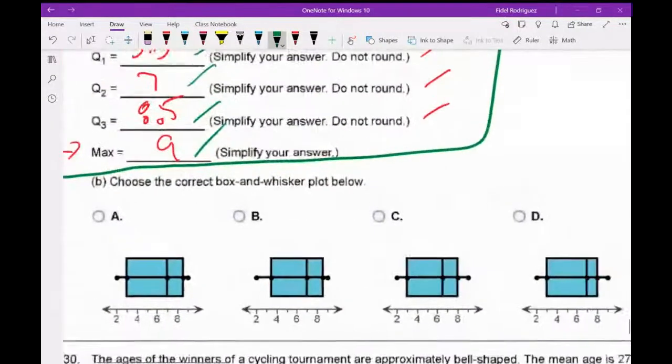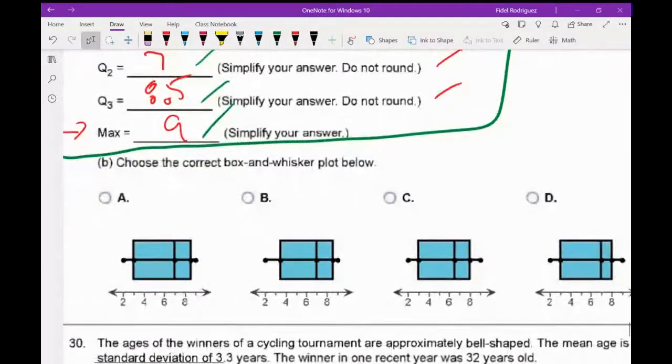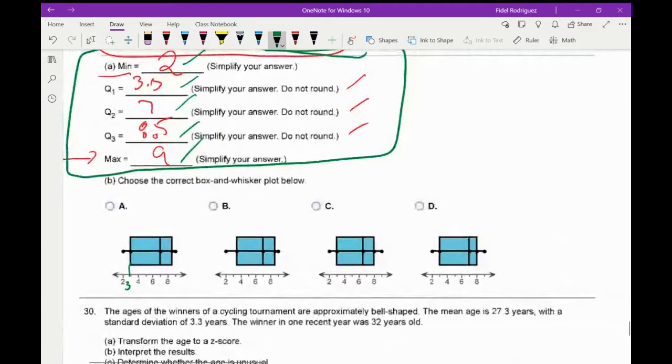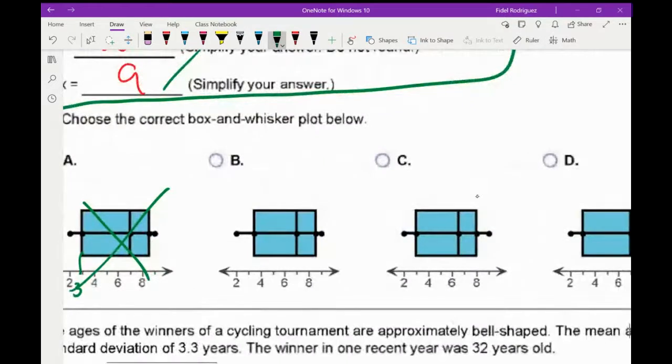Okay, so I'm going to scroll in a little bit here. If you notice, guys, when I look at choice A, this number here is 3. Well, that's not the number that I want. I want 3.5. So I know that choice A is not one for me. Then if I scroll to B, well, hey, look, there's my 3.5. That's looking pretty good. My median was a 7. That's looking pretty good. And my Q3 is an 8.5. So it looks like choice B is going to be my best answer, right?